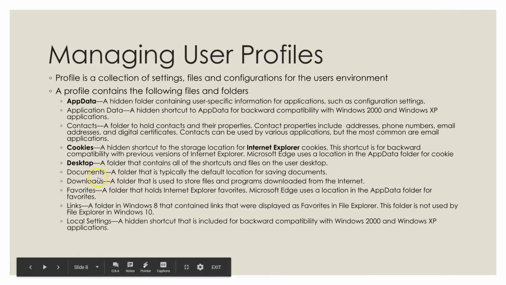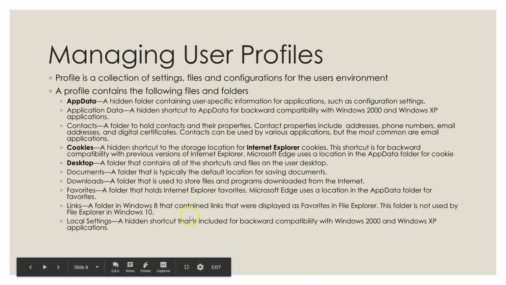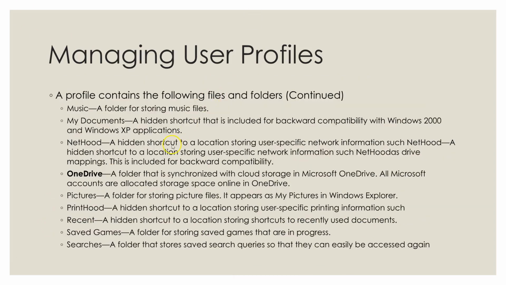We have the Documents folder, Downloads folder, Favorites, which again was for Internet Explorer favorites. Again, Edge uses AppData for that now, so it's kind of defunct. Links was a folder in Windows 8 that contained links that were displayed as favorites in File Explorer. It's not used in Windows 10. Local Settings, a hidden shortcut that's included for backwards compatibility for applications. We also have Music. We have My Documents, or Documents. Actually, My Documents is a misnomer. It's not called that anymore. I still call it that because I'm old.